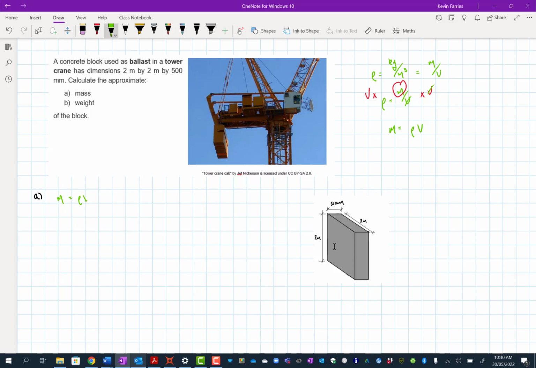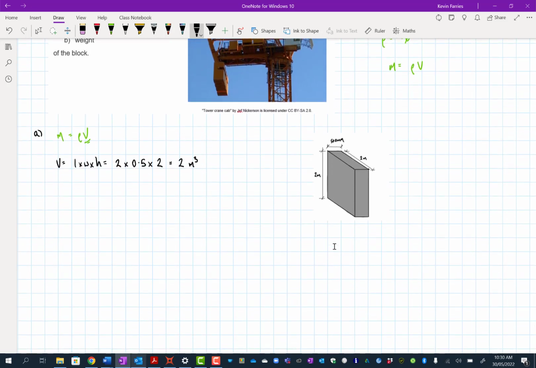So the first thing we're going to have to figure out is the volume. Volume is equal to length times width times height. In our case, length is 2 meters. The width is 500 millimeters, but we want consistent units, so we're going to change that to 0.5 meters. And its height is 2 meters. That's just equal to 2 times a half, 1, times 2, is 2 meters cubed.